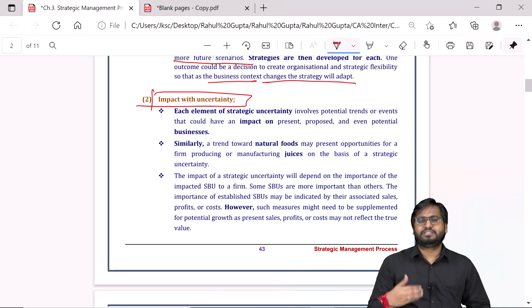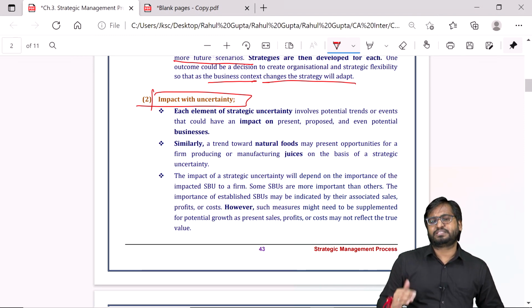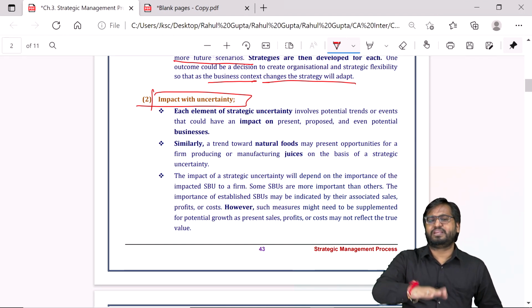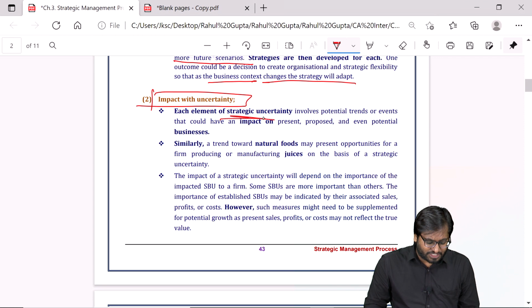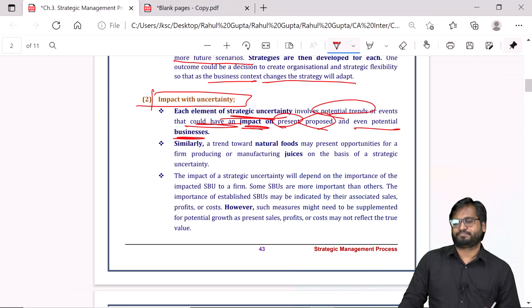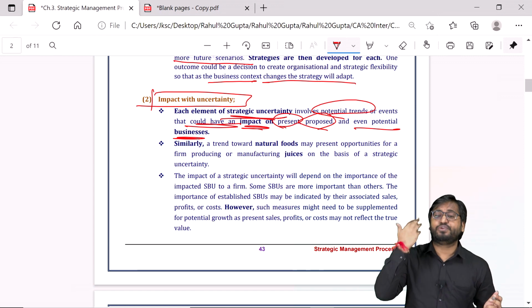The next one, impact of uncertainty. The first was dealing with uncertainty. This is the impact of uncertainty. Whether it will have a positive impact, whether it will have a negative impact. It can happen both ways. Each element in strategic uncertainty will involve a trend or event that could have an impact on my present business, proposed business or potential businesses. It can have impact on your present, proposed or future businesses.